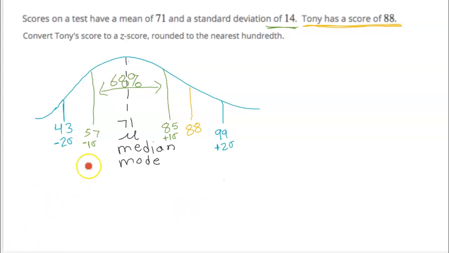Okay, so we had a little issue with the microphones there, but the 57 and 85 are plus and minus 1 standard deviation, and then the 43 and the 99 were the plus and minus 2 standard deviations, and that's the empirical rule stuff that we did in the previous section, which gives us 68 and 95% of the data.